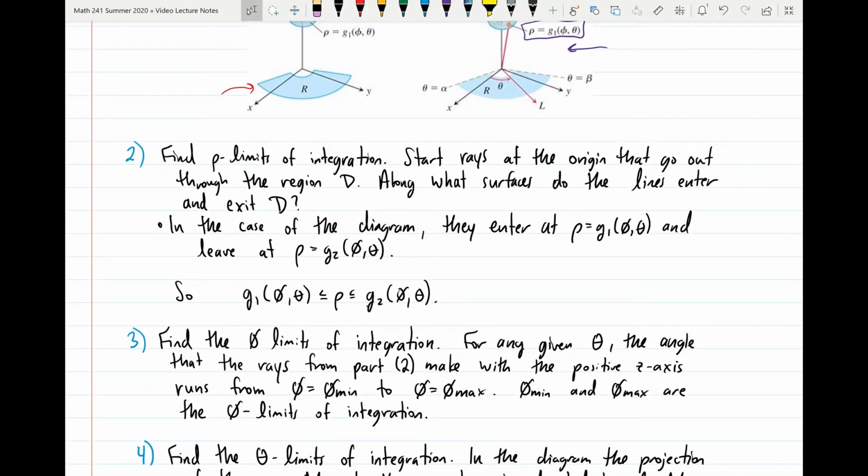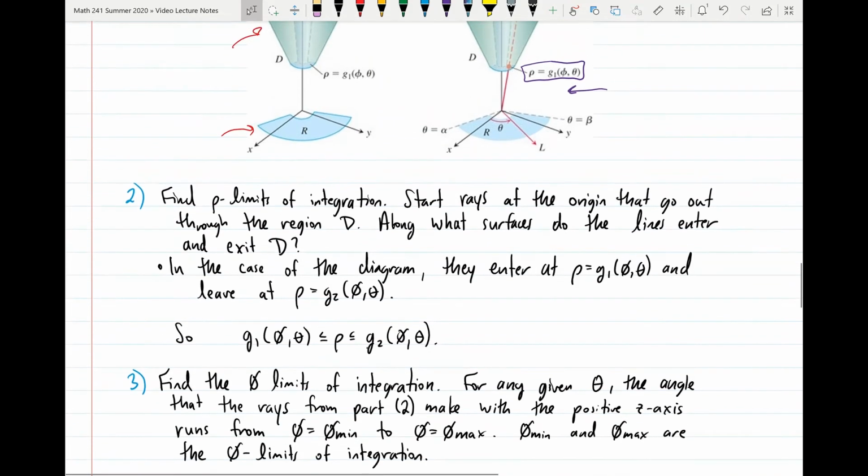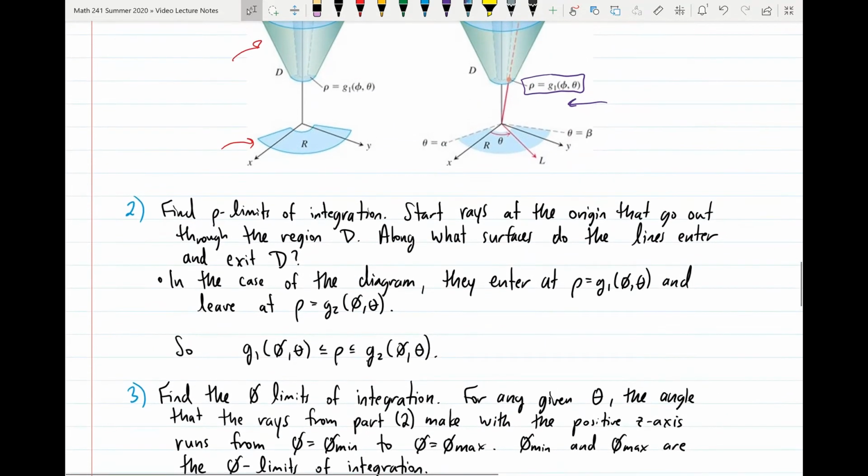And now we want to find the phi limits of integration. This is going to be a little bit different than it was for cylindrical coordinates. It'll probably feel a little bit different anyways.